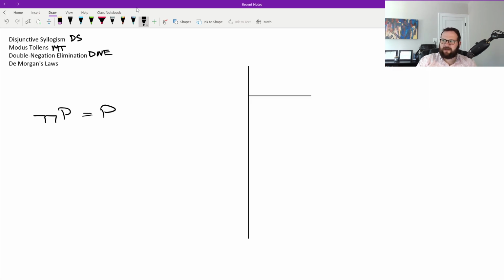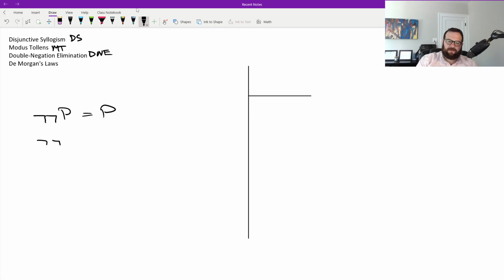Why does this work? Well, think back to truth tables. The negation symbol just flips the truth values of whatever it's applied to. So if you flip again, given that there's only true and false, not not P is going to end up saying the exact same thing as P. So that's the double negation elimination.